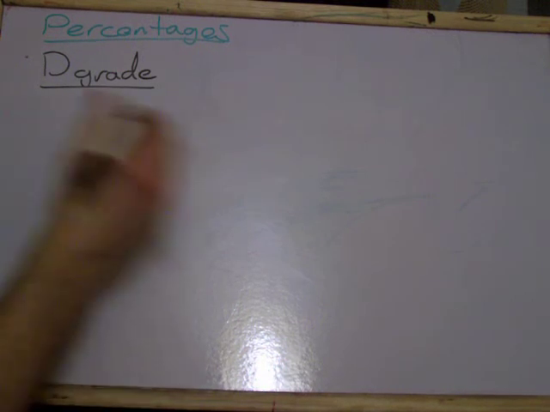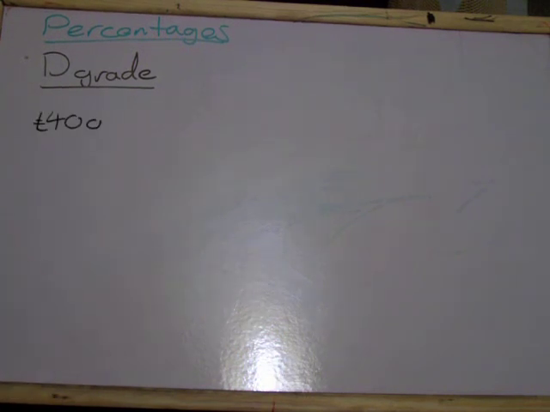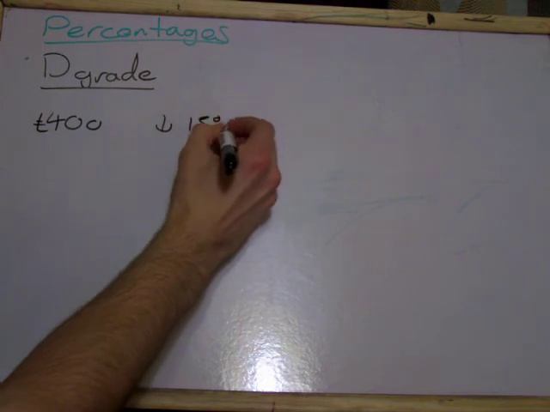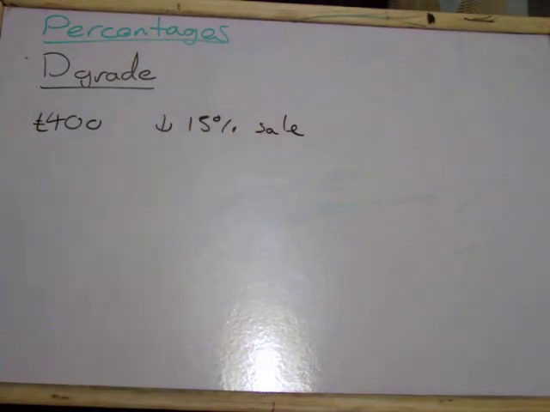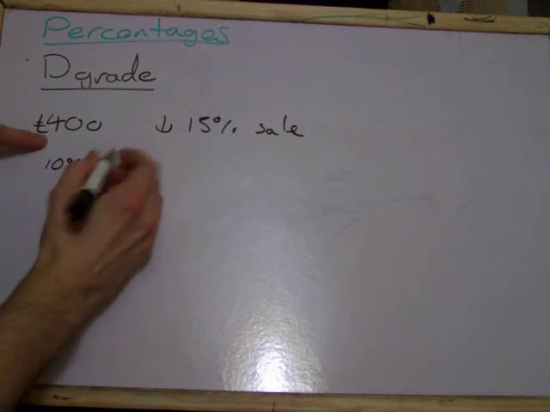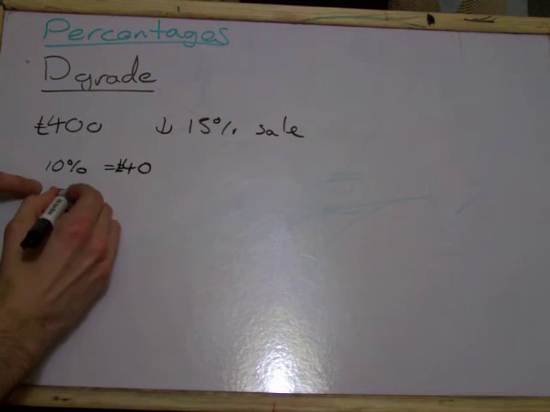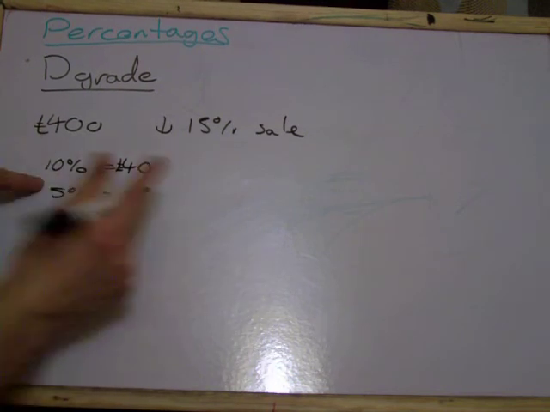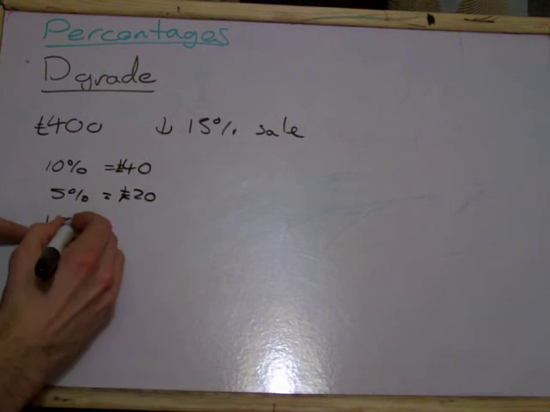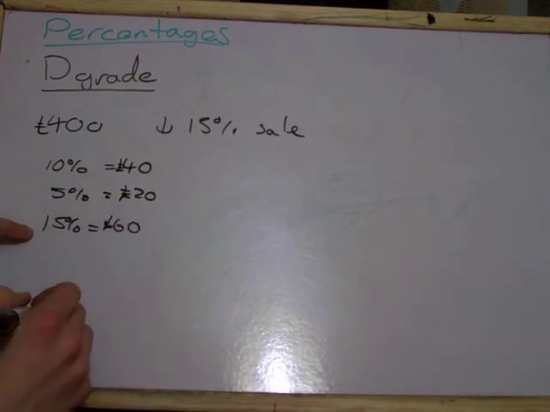Very basic example. Okay, you've got £400 is the price of a TV. Okay, it's reduced by 15% in a sale. How do you work that out? Well, 10% of your 400 is going to be £40. 5% of your 400 is going to be half your 10%, which is £20. Okay, so therefore 15% is going to be equal to your 60 quid.